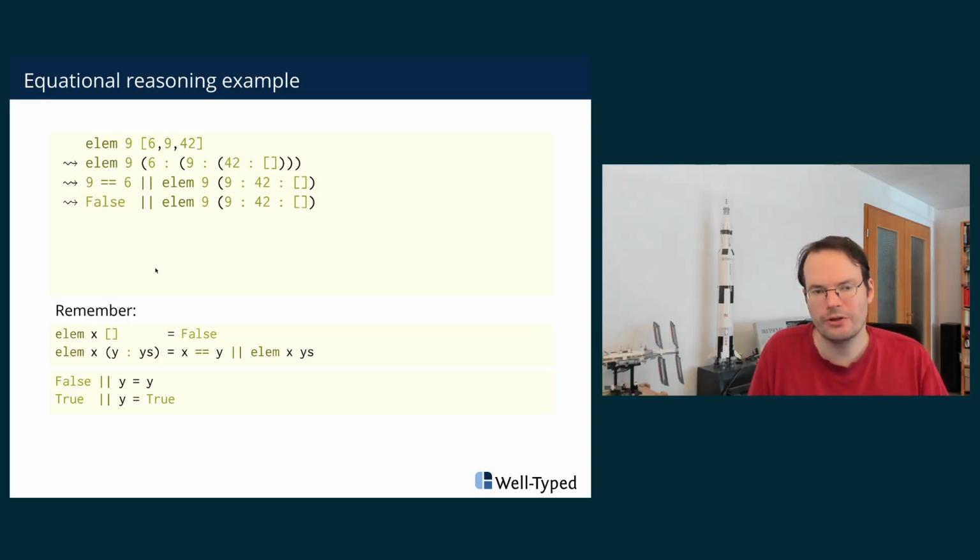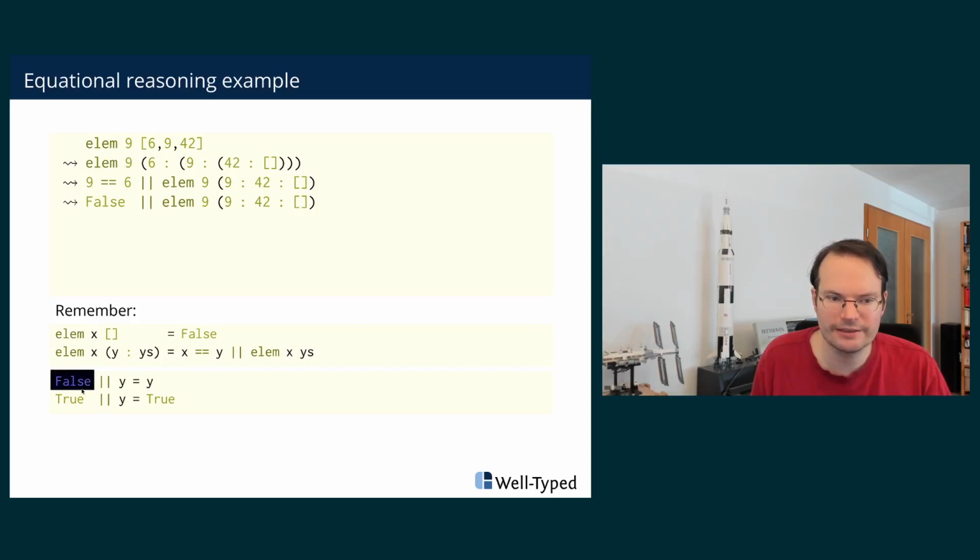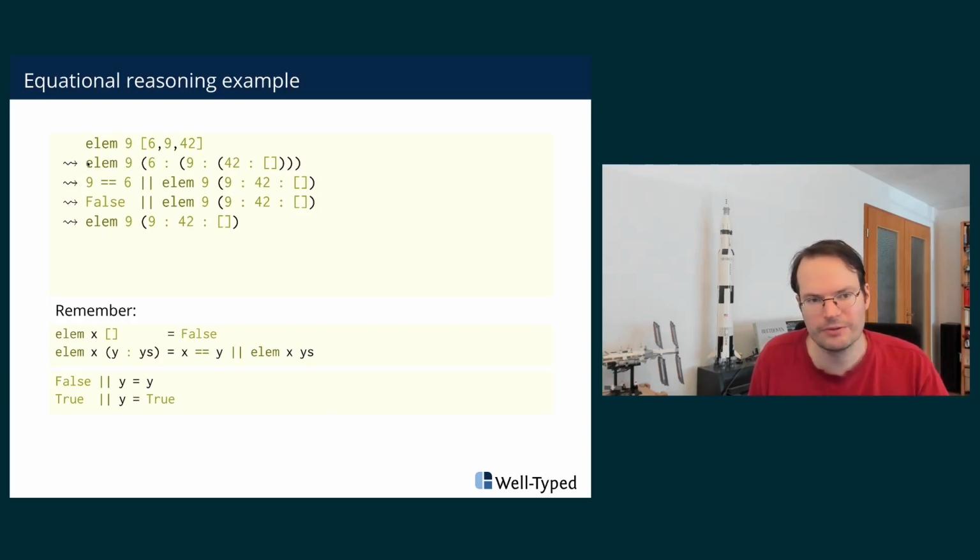And now we can return to the question of reducing OR, right? Because now we do have that the left argument is of the shape false, and it actually matches the first equation, and then we get y to be equal to this recursive call, and that also becomes the result. So we get elem 9 cons 42 cons the empty list. Okay, at this point we have another call to elem, but on a shorter list, right? And we are in a relatively similar situation to the beginning.